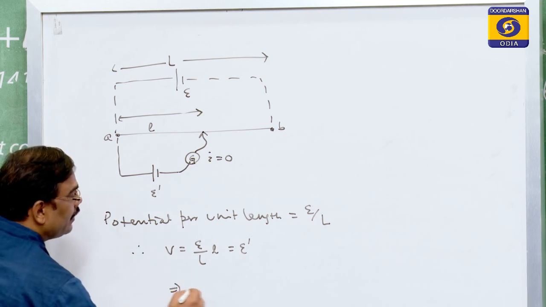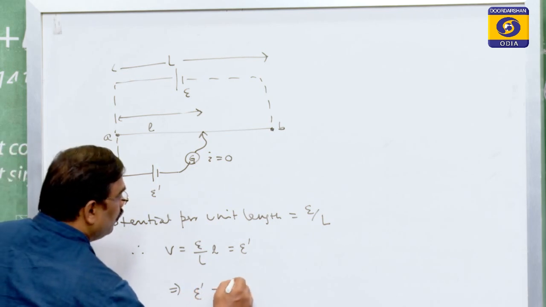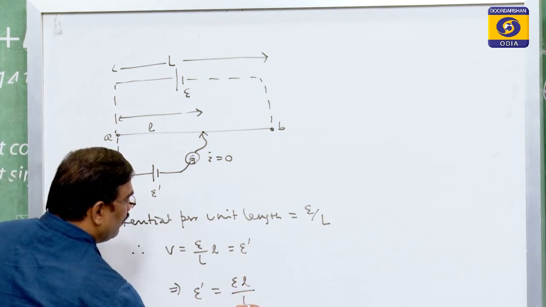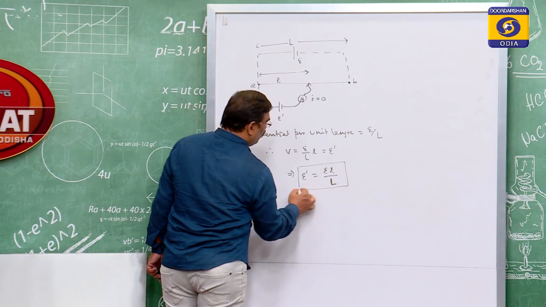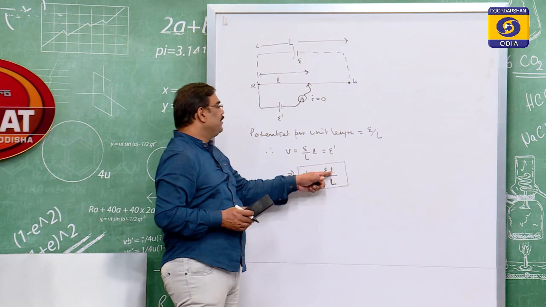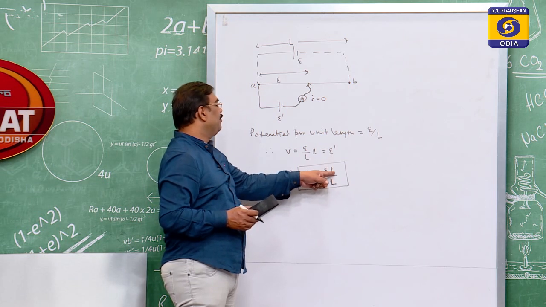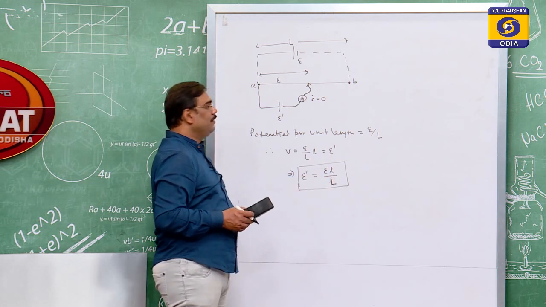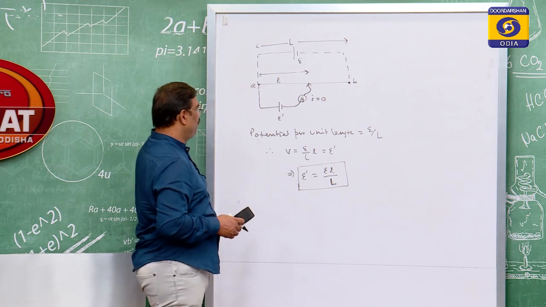So, this implies the EMF of the cell E dash equals E into L divided by capital L, where E is the biasing voltage across the potentiometer, L is the length at which the bridge is balanced or current is 0 through the galvanometer, and capital L is the total length of the potentiometer wire.